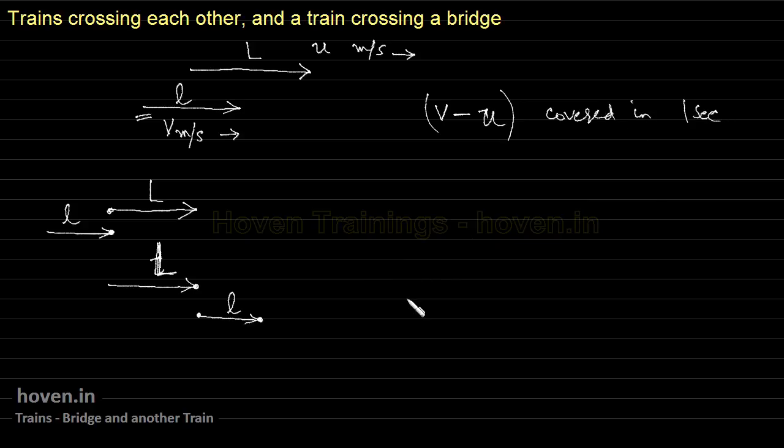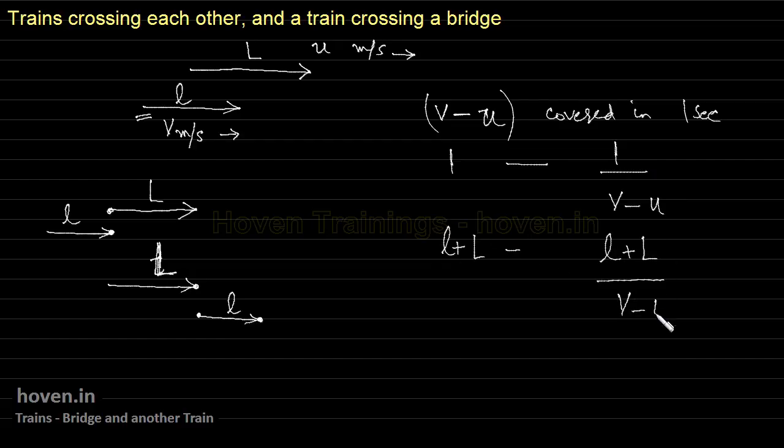And we already know that the total length to be covered is L plus L. So that is a simple calculation now. 1 meter will be covered in 1 by V minus U, and L plus L will be covered in L plus capital L by V minus U. This is what is the formula. This is in seconds. So the time taken is the sum of the lengths of the two trains.